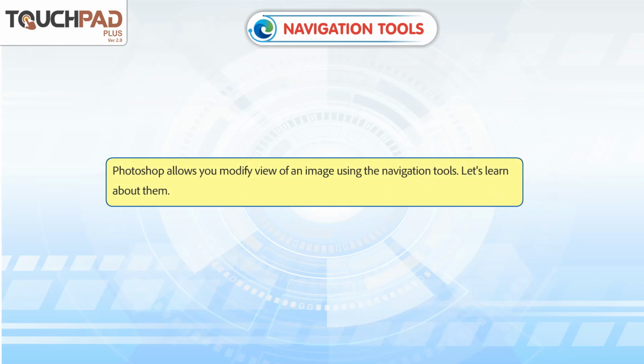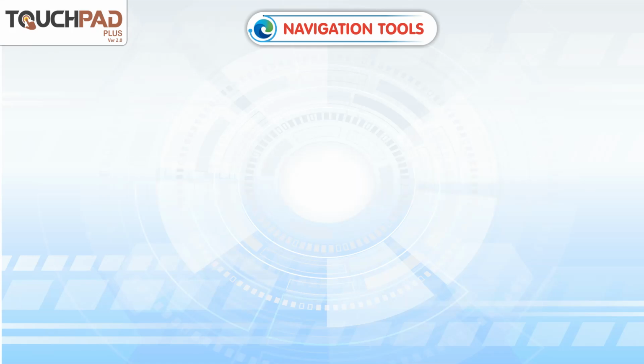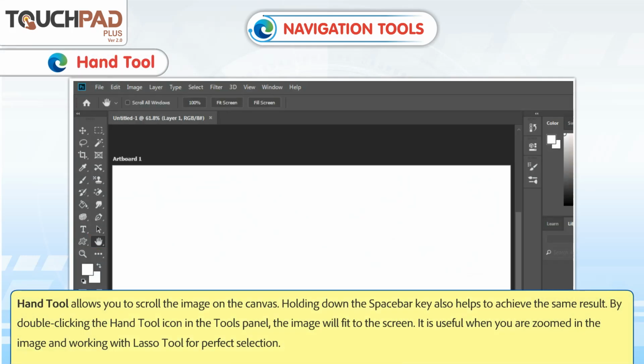Photoshop allows you to modify the view of an image using the navigation tools. Let's learn about them. Hand tool. The Hand tool allows you to scroll the image on the canvas. Holding down the spacebar key also helps to achieve the same result. By double-clicking the Hand tool icon in the Tools panel, the image will fit to the screen. It is useful when you are zoomed in on the image and working with the Lasso tool for perfect selection.